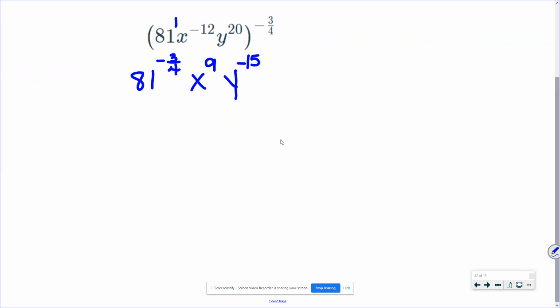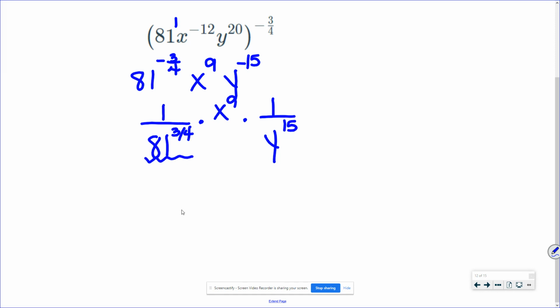Okay, for the next step, I would suggest writing any negative exponents as a fraction. So this would be equal to 1 over 81 to the 3/4 power. We still have x to the 9th. That's not a fraction. And we have 1 over y to the 15th power. Now we're going to work on this 81 to the 3/4 power, because what we can do is write this as a radical, the 4th root of 81 raised to the 3rd power. And that will actually come out even.